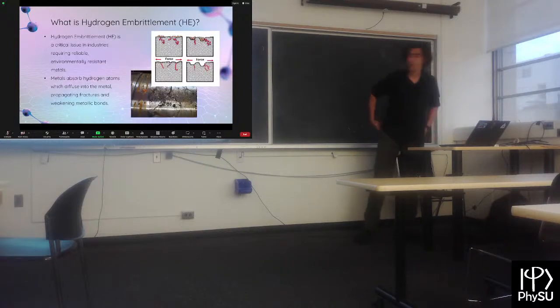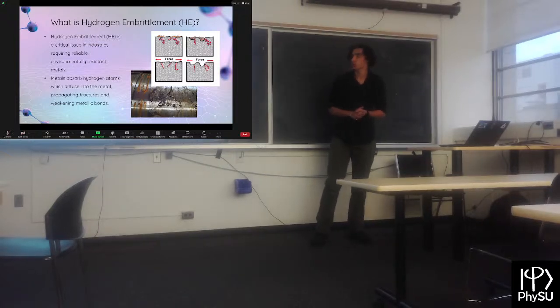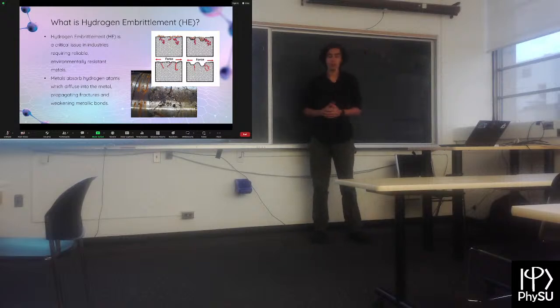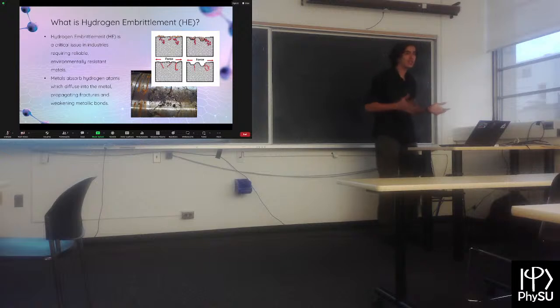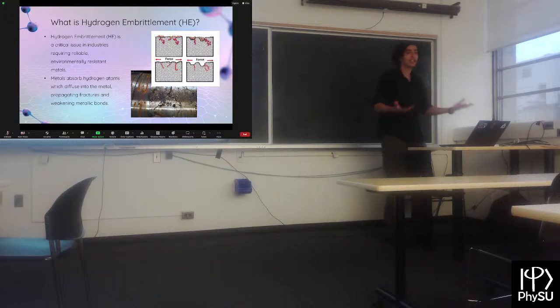But first of all, what is hydrogen embrittlement? Well, hydrogen embrittlement is a critical problem in industries that need reliable, environmentally resistant metals. And intrinsically, metals absorb hydrogen, right? Hydrogen diffuses into metals. And what happens, what's called hydrogen embrittlement, is that hydrogen accumulates near the surface of the metal and enters grain boundaries, dislocations, maybe some cracks. And all it does is propagate the cracks. It makes the cracks worse than they were before. It creates new cracks, essentially.